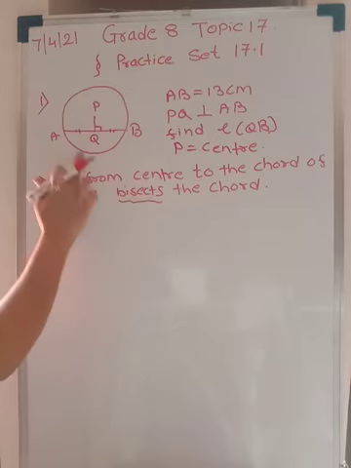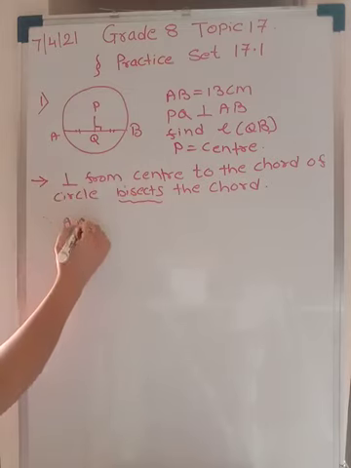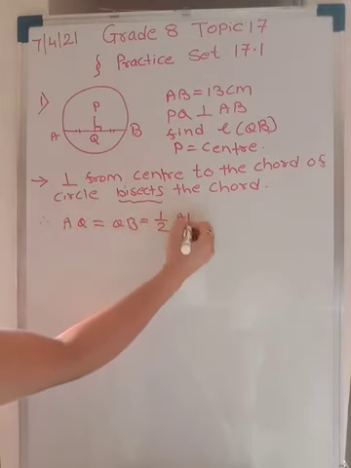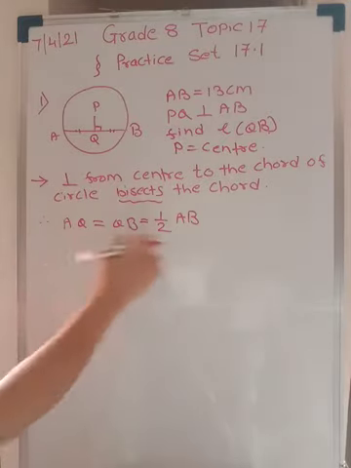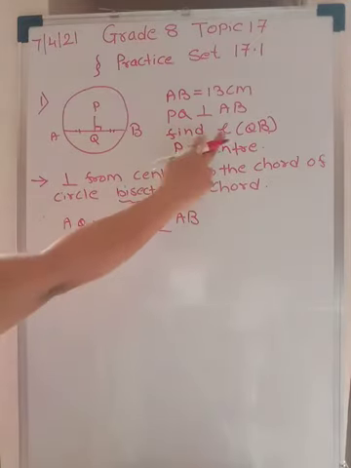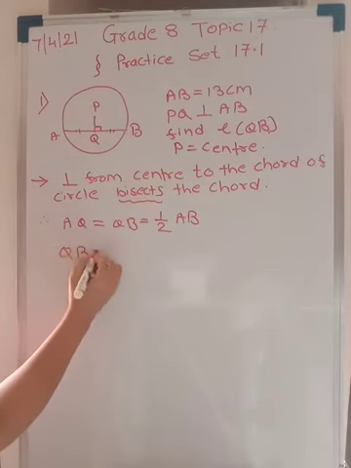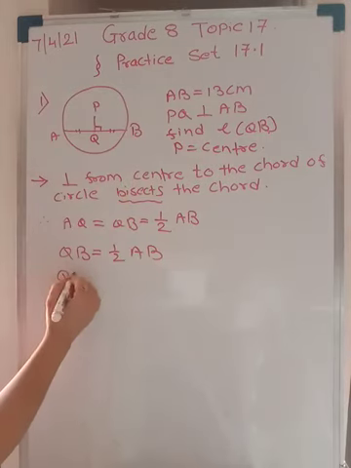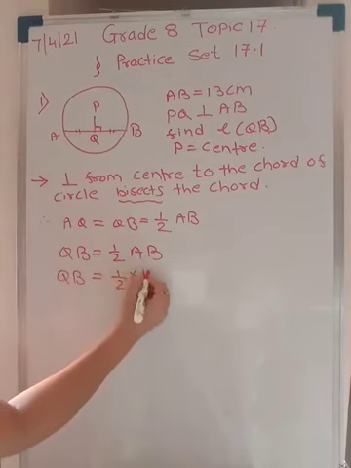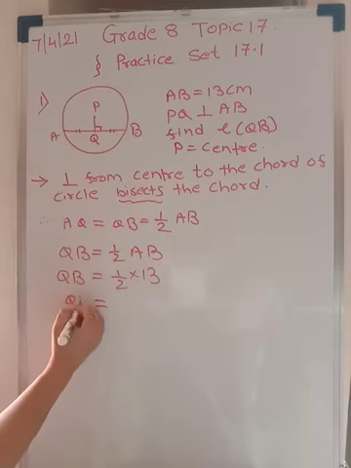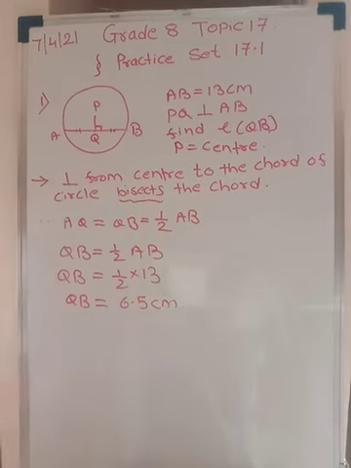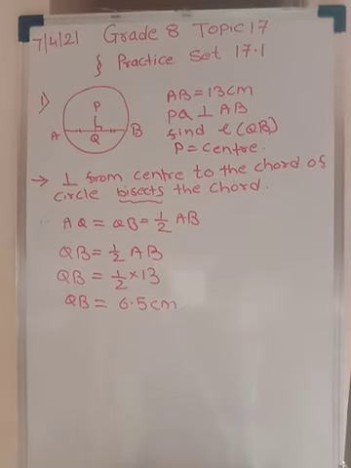Please write this property. So if this chord is going to be bisected, we have AQ equal to QB, and bisect means it will be half of AB. Because of this property we got this. Now we want QB. So QB is nothing but half of AB. How much is AB? AB is 13. So QB would be equal to half into 13. Half of 13 is 6.5, so QB will be equal to 6.5 centimeters. So easy, no? Orally you can do it. Very easy problems.